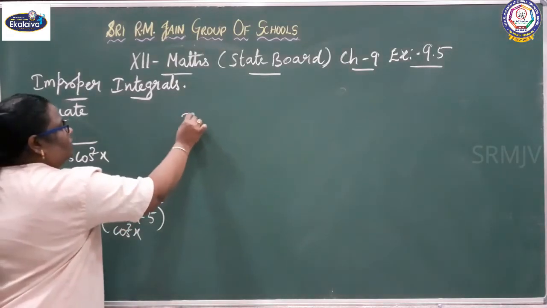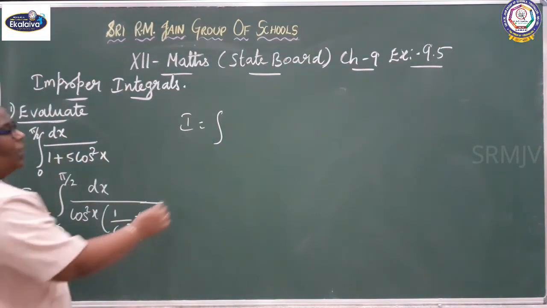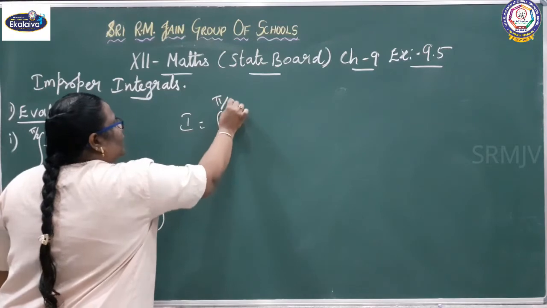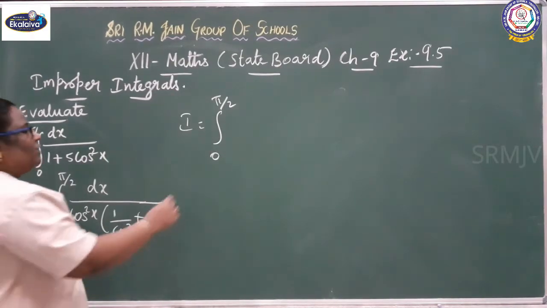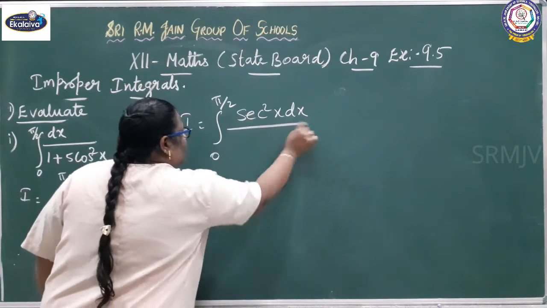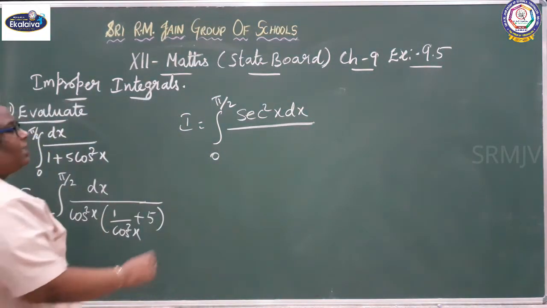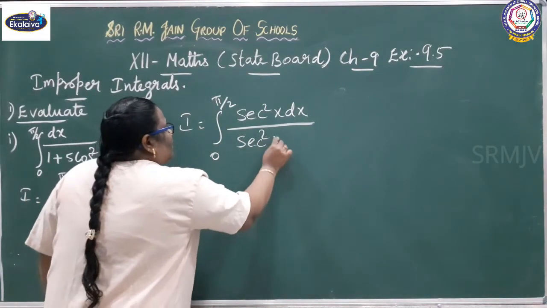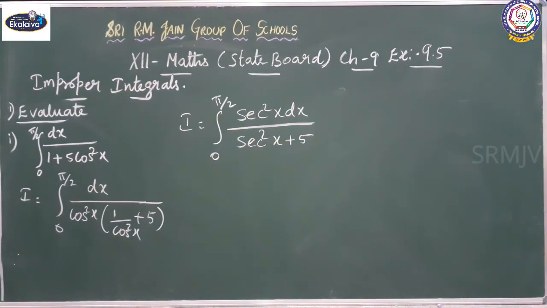I equal to integral 0 to pi by 2, 1 by cos square x. See here, 1 by cos square x is nothing but secant square x into dx by secant square x plus 5. What is the trigonometric value for secant square x? 1 plus tan square x.